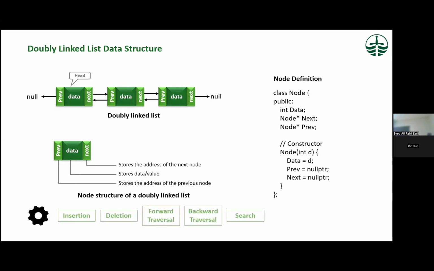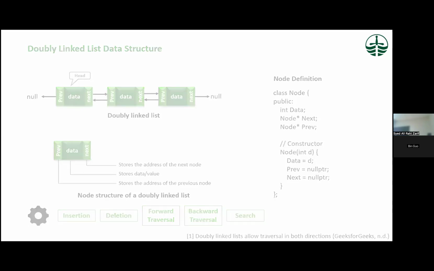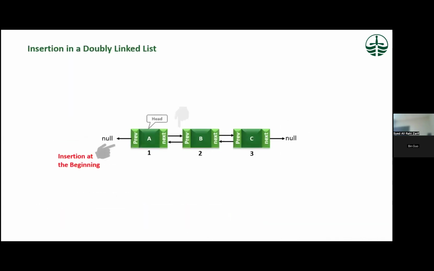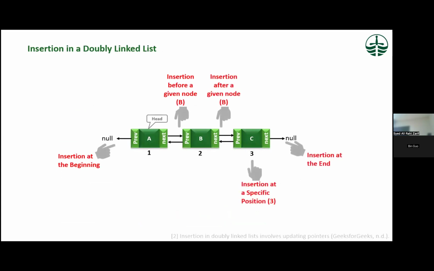Now, what operations can we do in our double linked list? We can do a few operations, like insertion, deletion, forward traversal, backward traversal, and also searching. But for our purpose today, we will talk about the insertion process. So here you can see we can do insertion in a double linked list in many ways. We can do it before the list, at the end of the list, or at any specific reference, like before a node or after a node or any specific position.